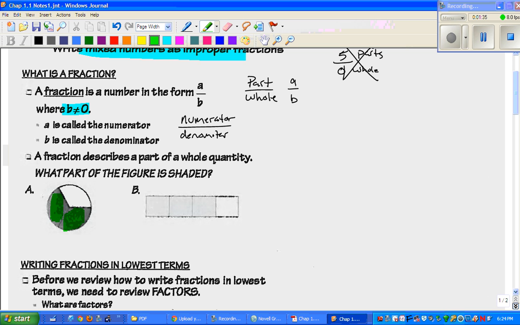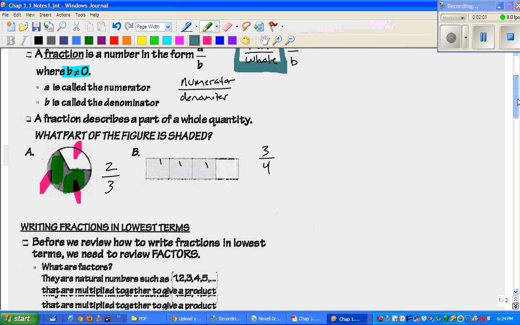Okay, so when we're talking about creating a fraction, it's a part out of a whole. For part A, you have 2 pieces out of a combined 3. Okay, for B, you have 1, 2, 3 out of 4. Okay, and that's how we write fractions. It's always the part of something over the whole.